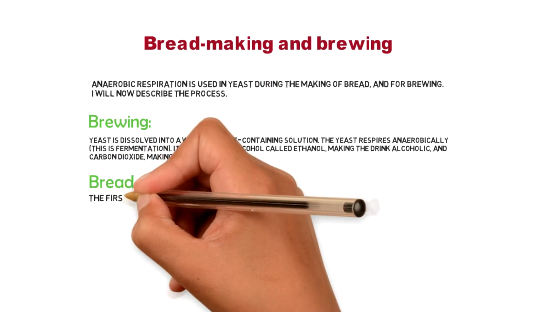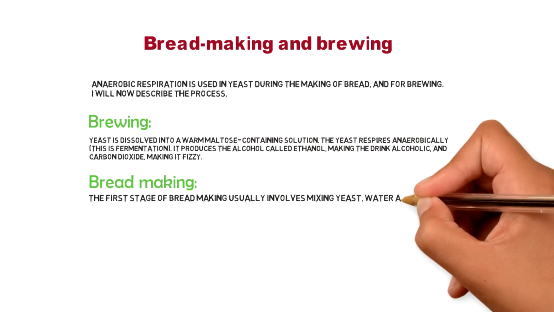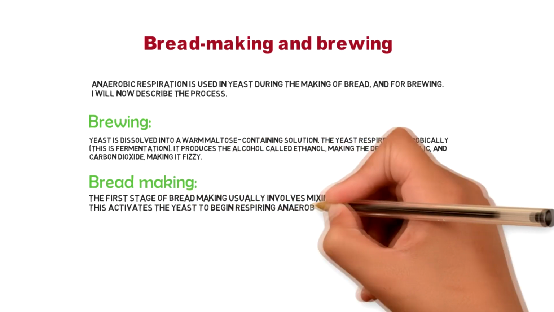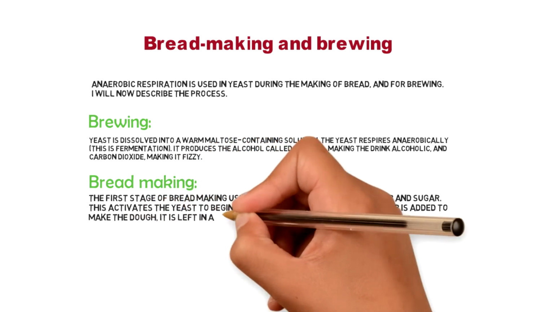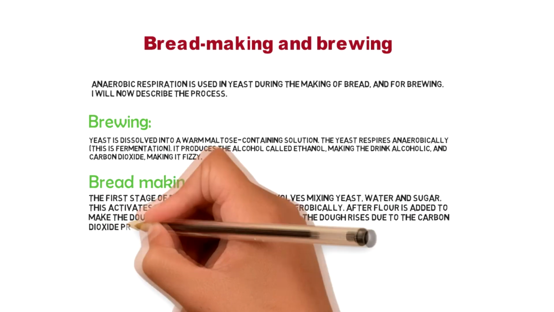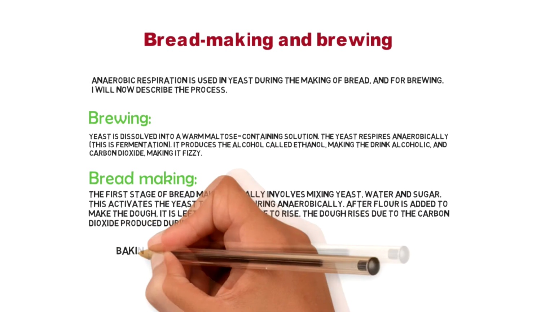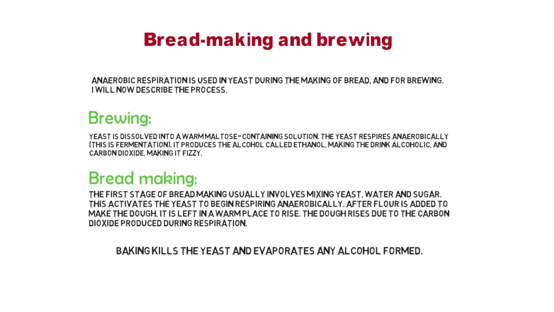Bread making. The first stage of bread making usually involves mixing yeast, water, and sugar. This activates the yeast to begin respiring anaerobically. After flour is added to make the dough, it is left in a warm place to rise. The dough rises due to the carbon dioxide produced during respiration. Baking kills the yeast and evaporates any alcohol formed.